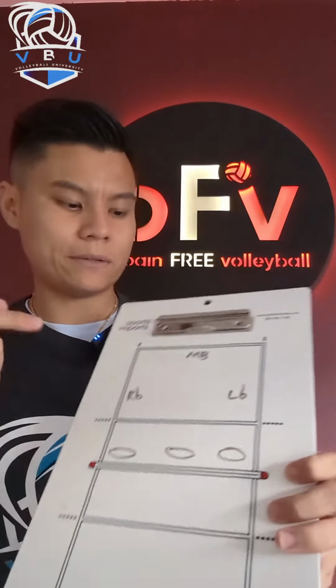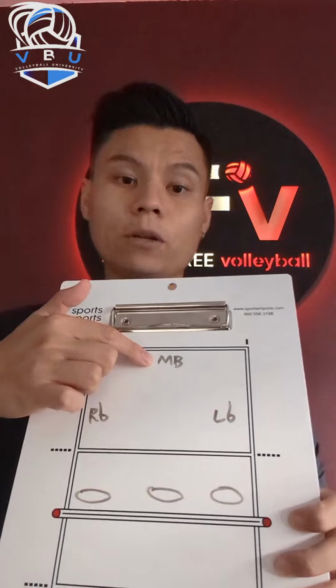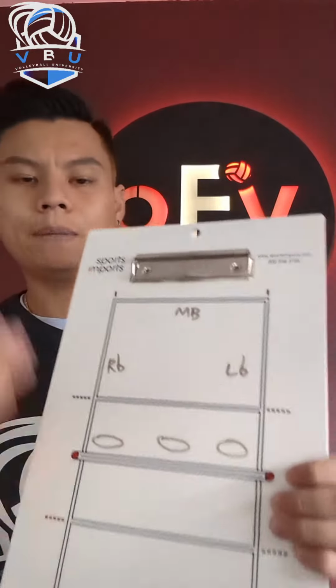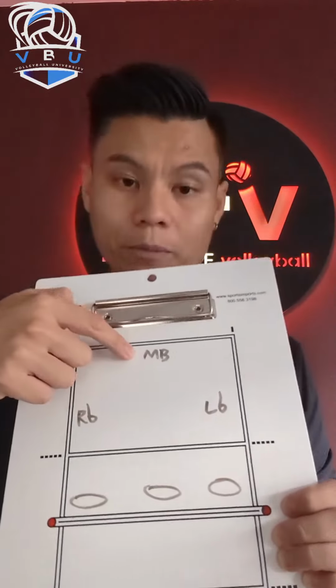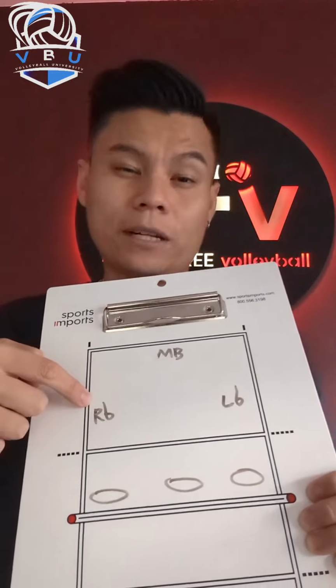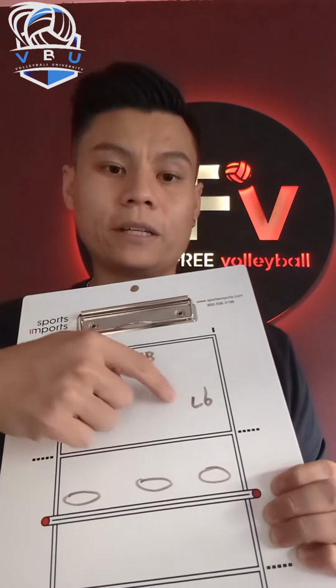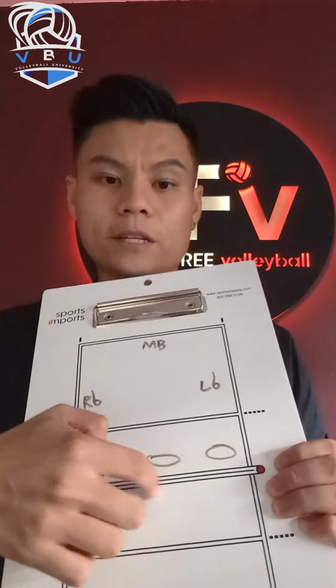This video is going to break down defense specifically for the middle back defender. Before we go over it, let me just break down the board for you. You have your middle back defender right here, right back defender that's typically the setter, left back defender that's typically the libero, and then you have your three blockers in the front row, with this being the net.